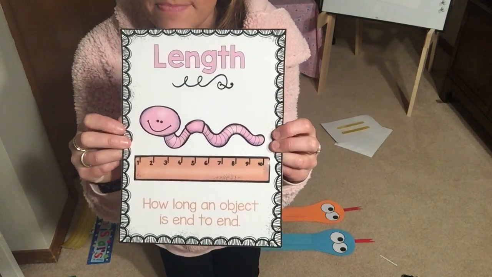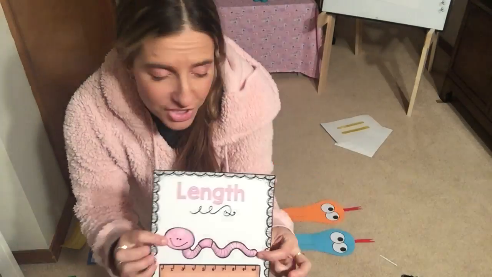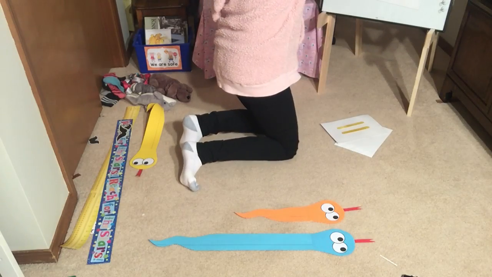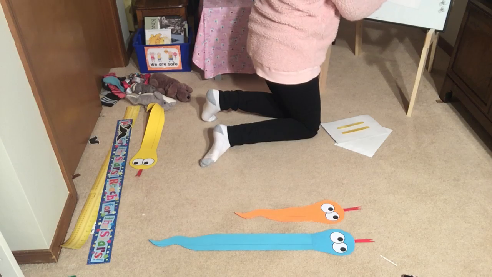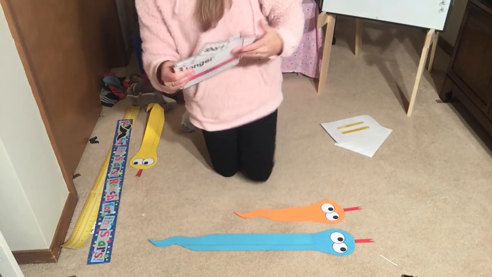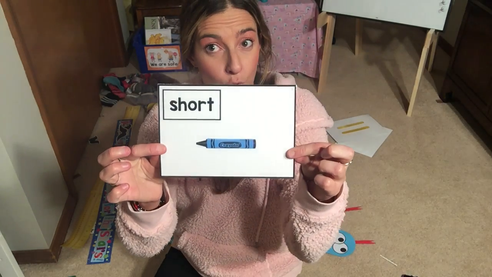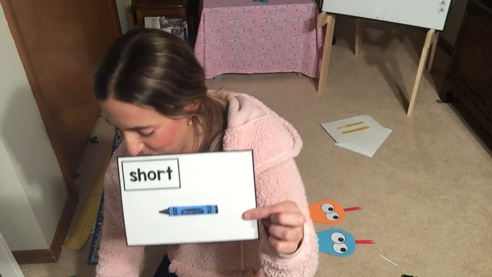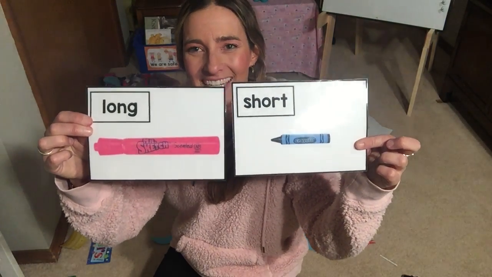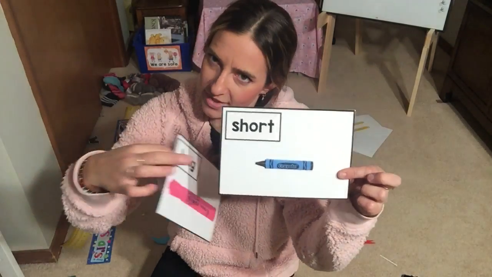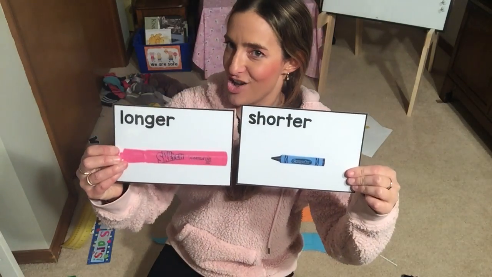Length talks about how long something is from end to end. Not just animals, we'll look at some other examples too. And we're going to be using words like short. There's a crayon, you know that. And long, a smelly marker, because it's longer than a crayon. And also the words shorter and longer.